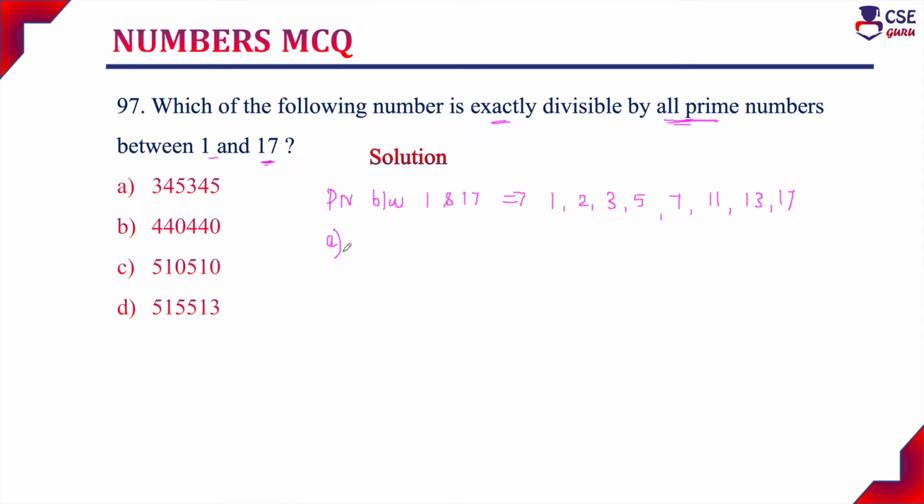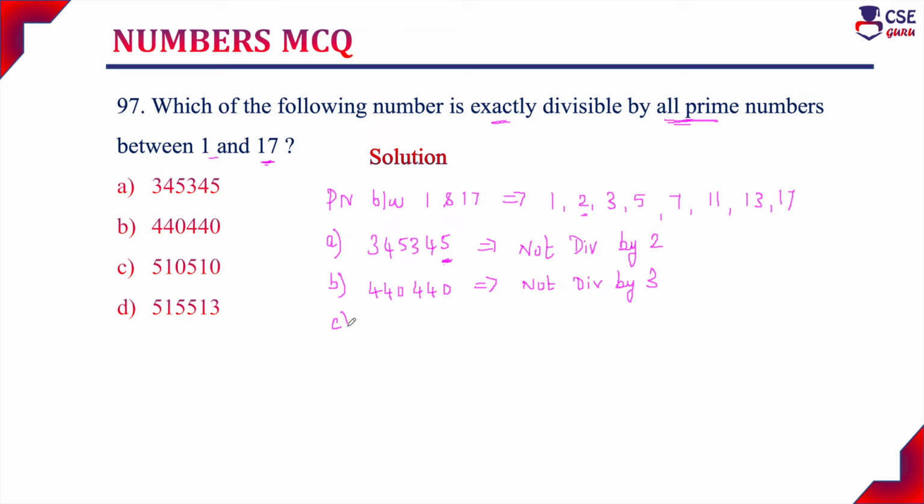So option A, if you are considering, it is 345345. And if you are checking here, its unit digit is 5. So obviously it is not divisible by 2. If the unit digit is an even number or it is 0, then only it is divisible by 2. So this given number is not divisible by 2. So option A is not correct. Next we will check option B, that is 440440. And here if you are considering, this number is not divisible by 3.